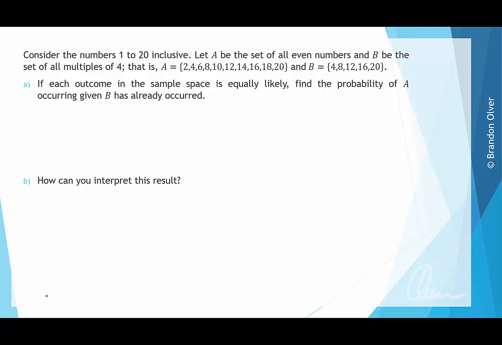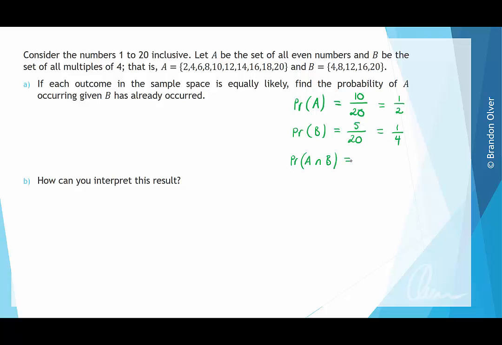To do this, we're going to need to work out the probability of A, the probability of B, and the probability of their intersection. The probability of event A occurring is equal to the number of elements in that set, which is 10 if you count them up, divided by the total number of elements in the sample space, 20. So that's equal to 1/2. Then the probability of B occurring is equal to the number of elements in that set, which is 5, over the total number of elements in the sample space, which is 20. So that's 1/4.